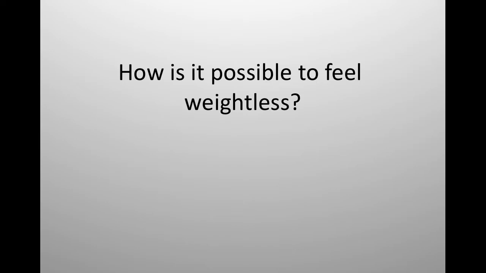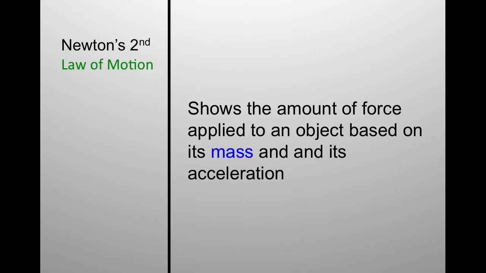Let's look into this. Newton's second law of motion is something that we do need to look at in order to explain how it is that we can have changing masses depending on the gravity. We remember this, where force equals mass times acceleration. It shows the amount of force applied to an object based on its mass and its acceleration. We're going to be using this a lot in the next few slides.